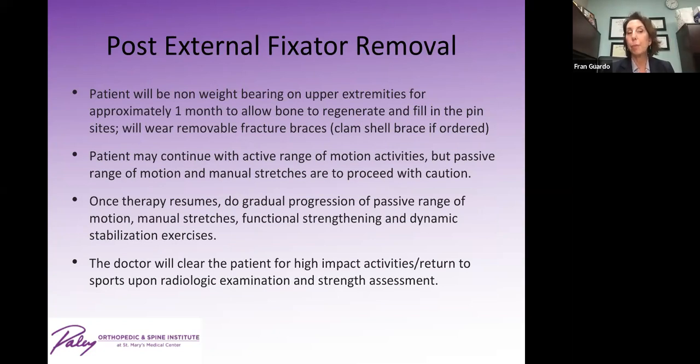After the fixator is removed, if they had external fixation, the patient will be non-weight bearing on the upper extremity for about a month. They'll often get a clamshell brace to protect the humerus, and sometimes they'll be rodded instead, or sometimes they'll have a rod and a clamshell brace, because the regenerate is more fragile, and certainly where the pin sites were removed is a place that can fracture. So you have to be careful afterwards for a little bit.